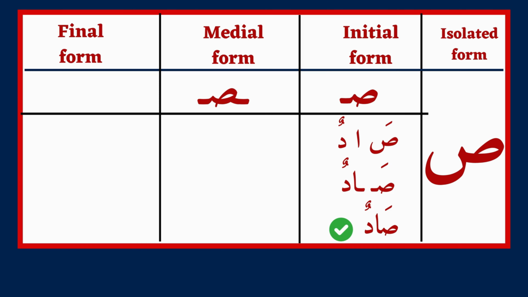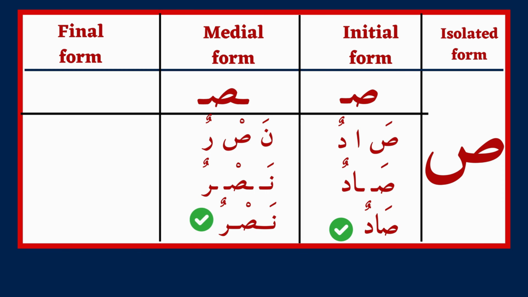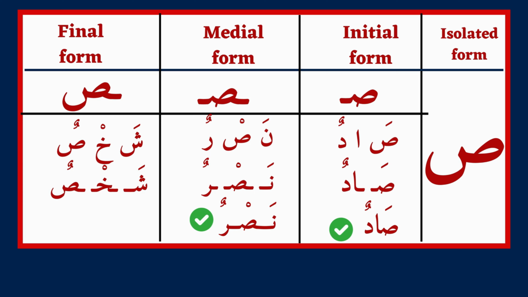In the middle of a word, the letter sad is written this way, leaving it open to accept another letter too. When sad closes a word, it is written this way. Writing it that way signifies the end of the word.